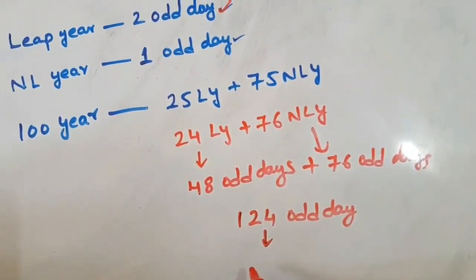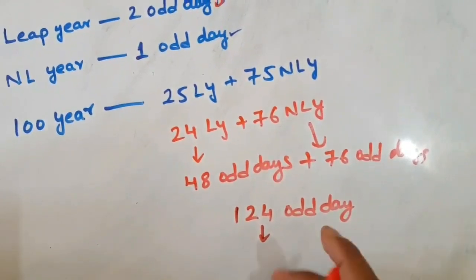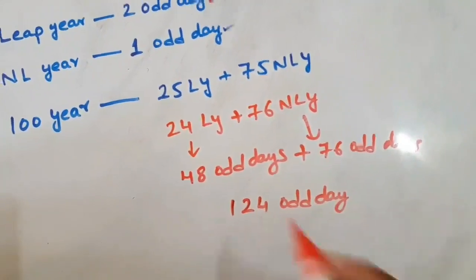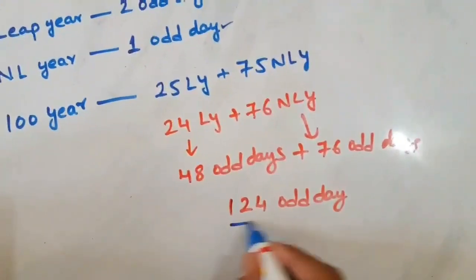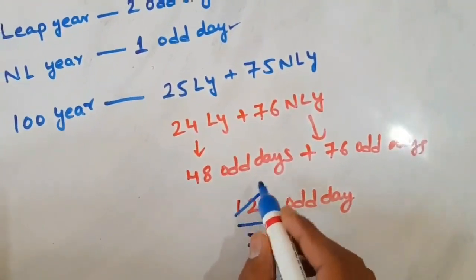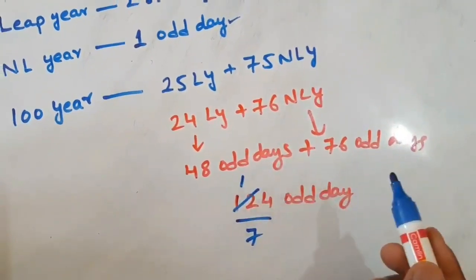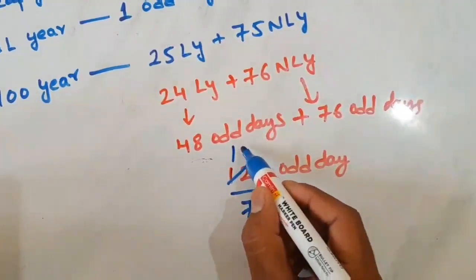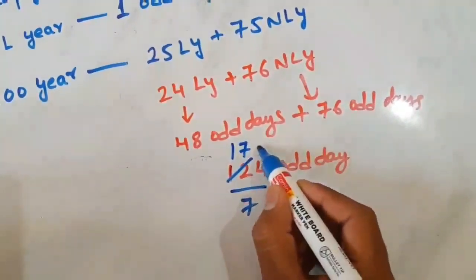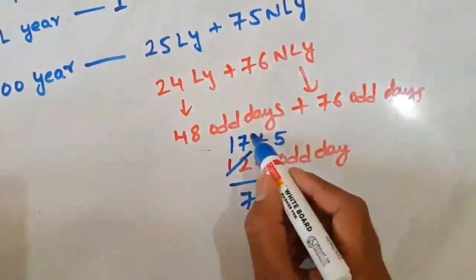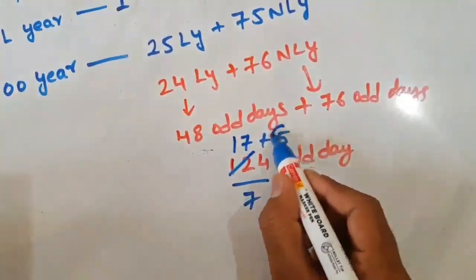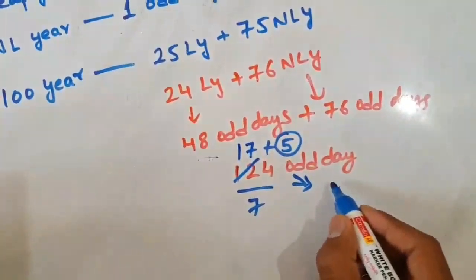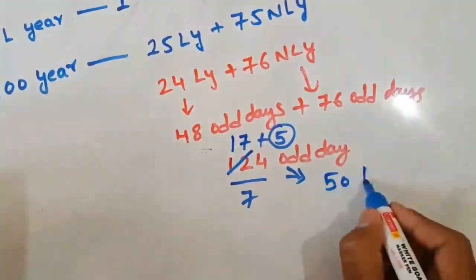The shortcut means I have to divide by 7 directly. If I divide by 7, I am going to get 7 sevens are 49, plus 5 days extra. So the remainder is 5. This remainder 5 is called odd days. So 5 odd days.